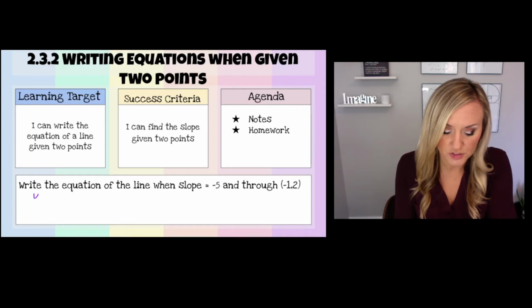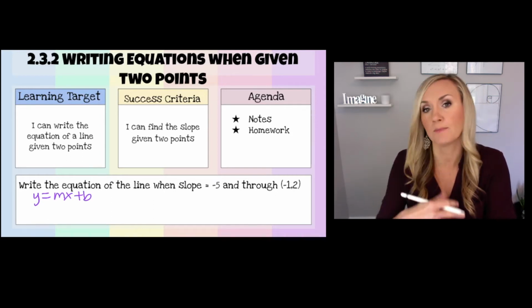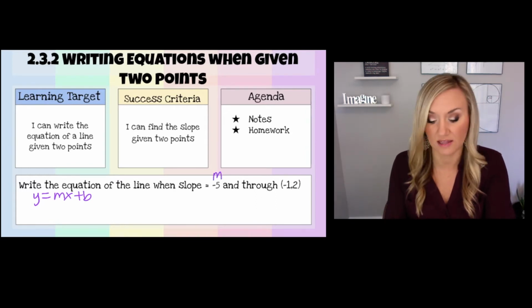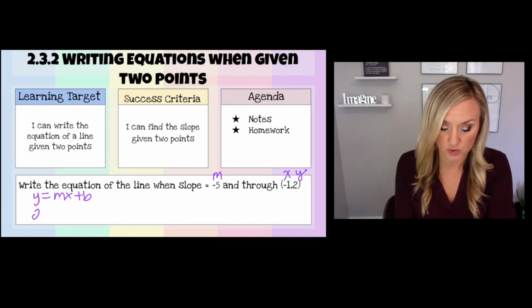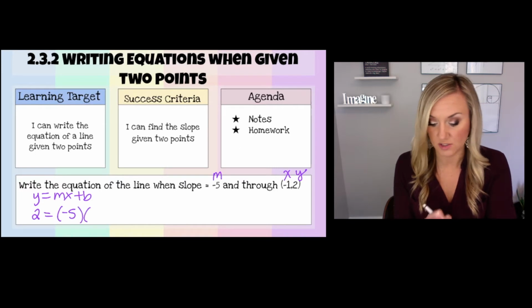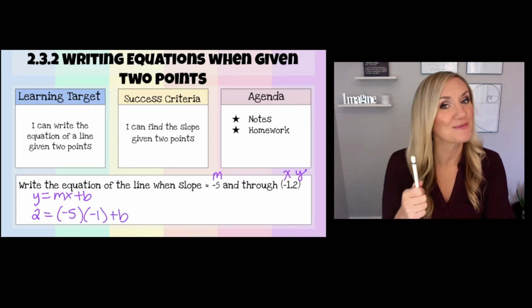So I'm first going to write the slope-intercept form of y equals mx plus b, and I'm going to plug in what I know. Well, I know the slope is -5, and then I have the point with the coordinates x and y. So 2 equals, our slope is -5, and our x is -1, plus b. So don't forget about the plus b.